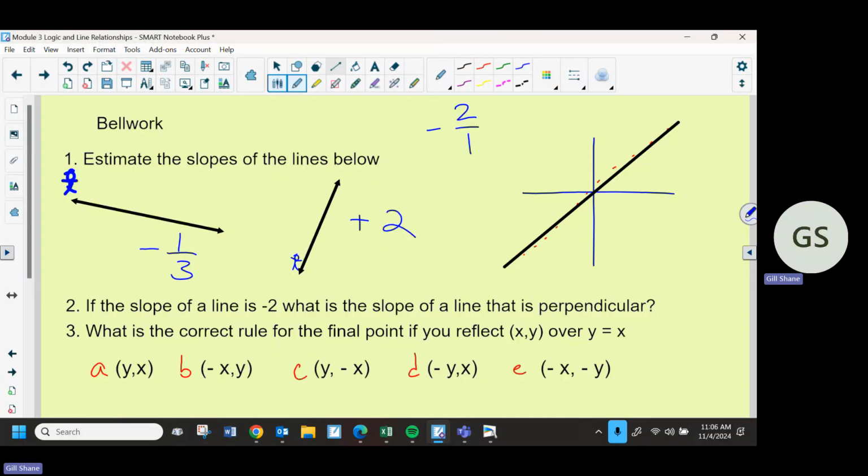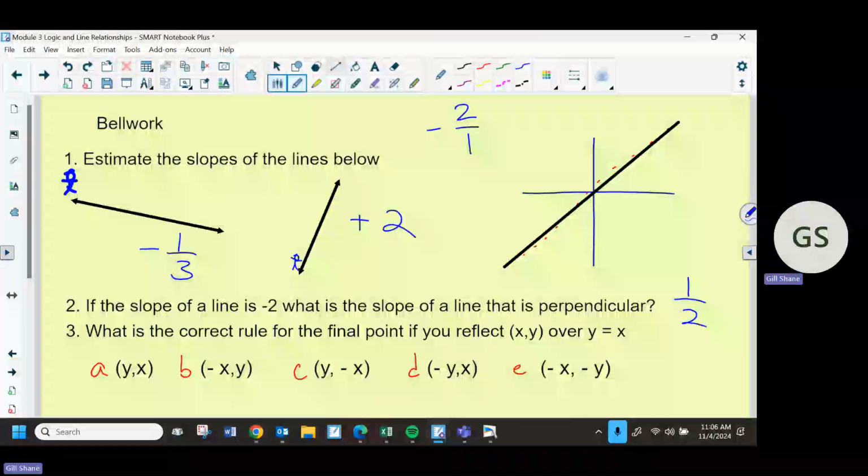Now, as we said, to make it perpendicular, if that's the original slope, we flip the sign and we flip the numbers upside down. So that's the perpendicular slope of a line that we would then graph if we had more information for a graph.